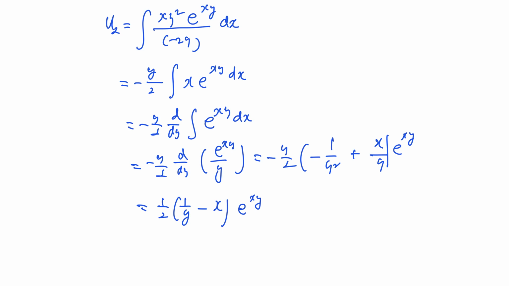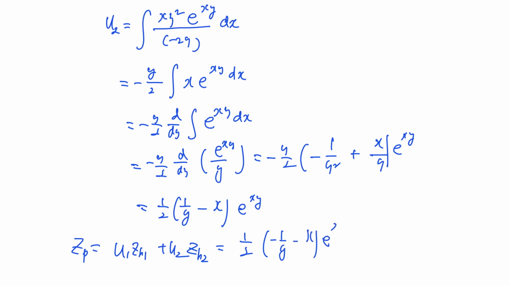So the particular solution is u1 zh1 plus u2 zh2, which is 1/2 times minus 1 over y minus x, exponential minus xy times exponential xy, plus 1/2 times 1 over y minus x, exponential xy times exponential minus xy, which is minus x.